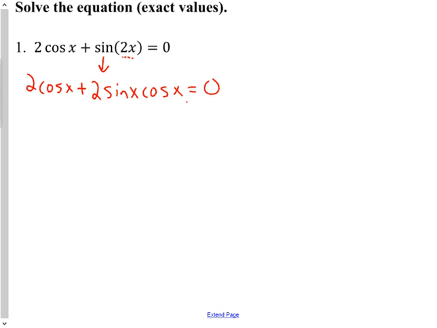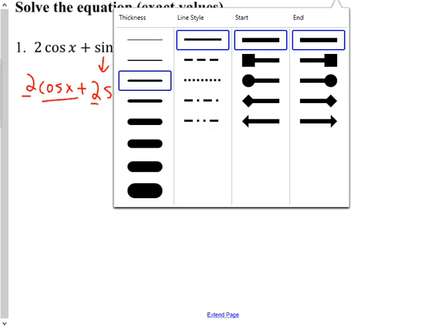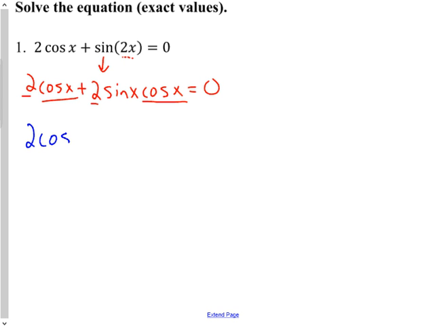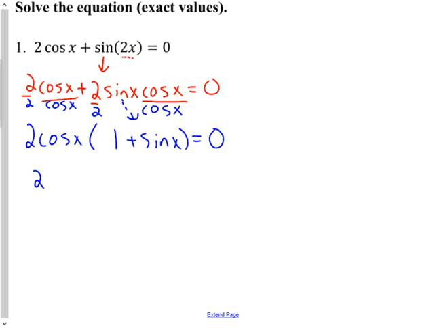Right? So now they both have a cosine of x in them and a 2, so we can factor out 2 cosine of x. And the first piece is going to become 1, because if we divide by 2 cosine of x, the second piece is going to become sine. That's the only piece that's left over. And now we can solve. 2 cosine of x equals 0. And then we have 1 plus sine of x equals 0.